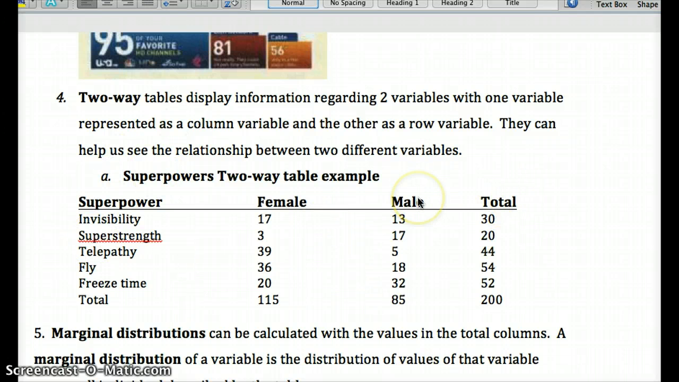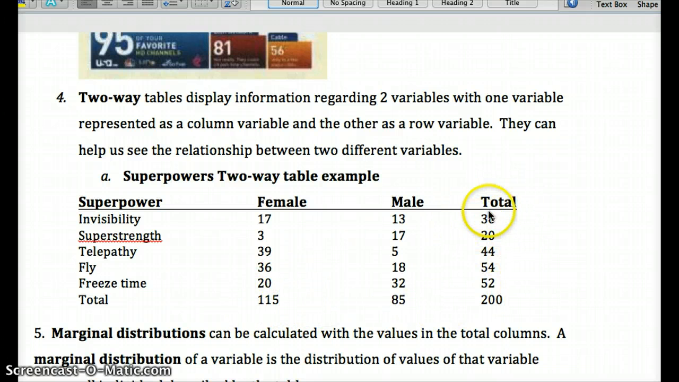Now, a conditional distribution would mean for one value of a variable, what are the values of the second variable? So for females, what do they prefer? So these values in here are all conditional distributions. Given that you're male, what do you prefer for superpower? These are conditional distributions. A marginal distribution can be calculated with these total columns.